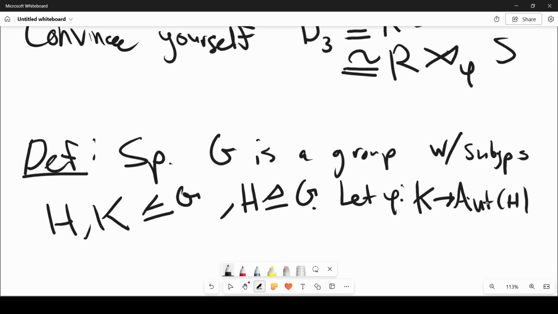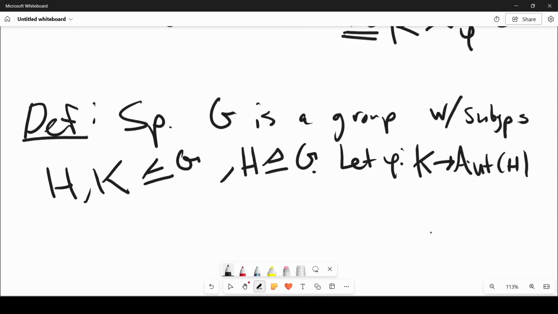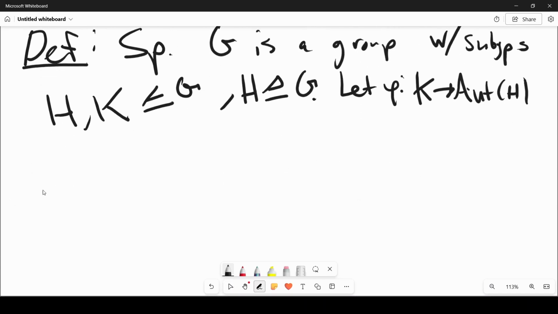And if you ever forget which way this map should go, if it's like H into automorphisms of K, recall that H is the normal one. So you can act on it by conjugation because conjugating things stays within H. So it has to be K acting on H. It can't be H acting on K because K might not necessarily be normal, so it doesn't even make sense. So it has to always be K into the automorphisms of H if H is the normal one.